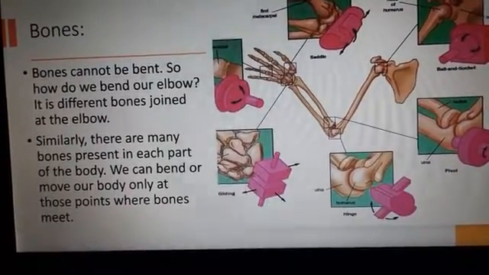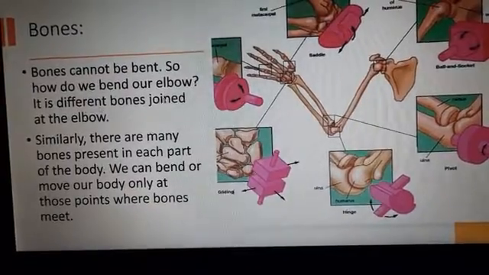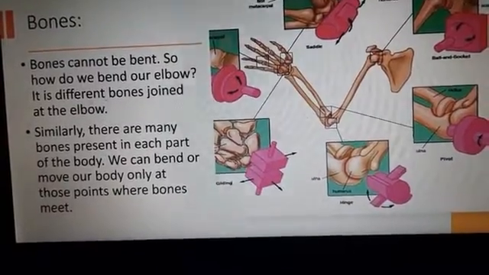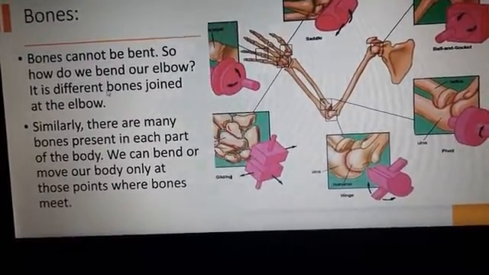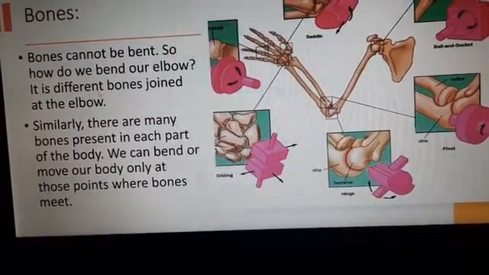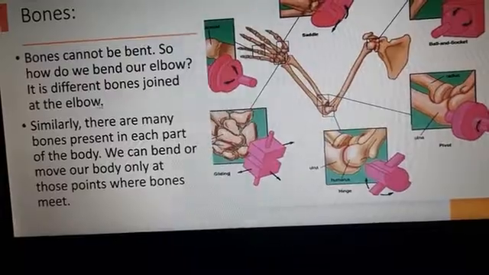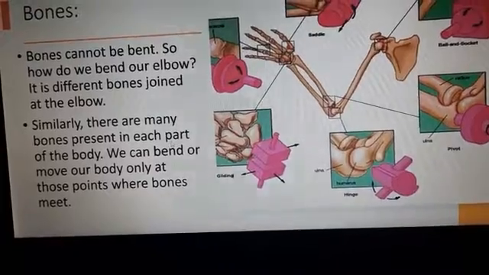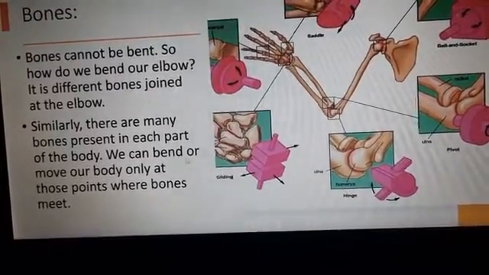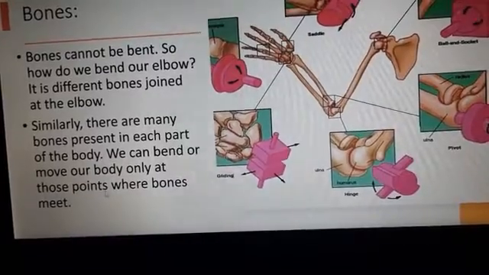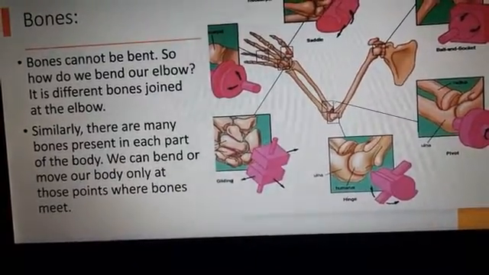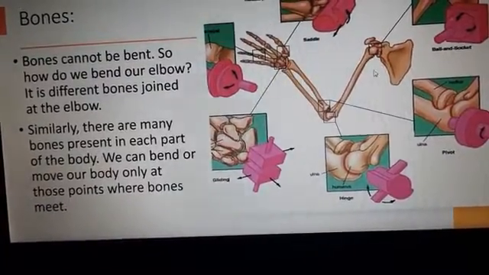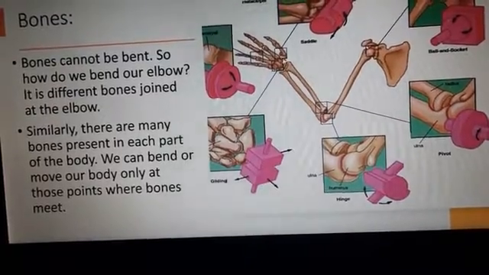Here, bones cannot be bent. So how do we bend our elbow? It is different bones joined at the elbow. So it is not just a straight bone from your shoulder till the tip of your fingers, but different bones are joined together. So at the elbow as well there are different bones which are joined together. Similarly, there are many bones present in each part of the body. We can bend or move our body only at these points where bones meet. So you can observe here the two bones are meeting and here is a joint. Same way you have a joint here and here also.